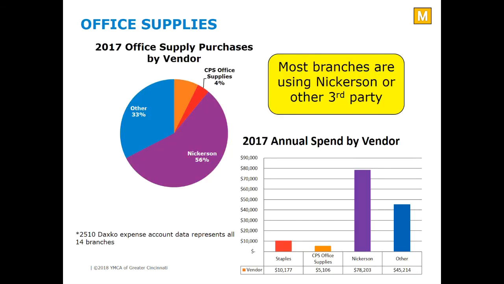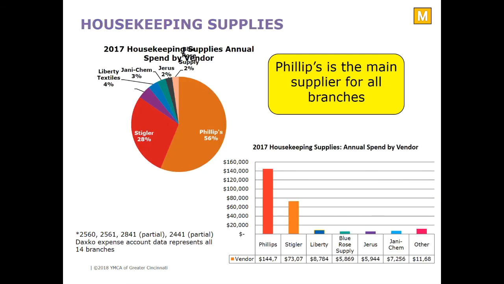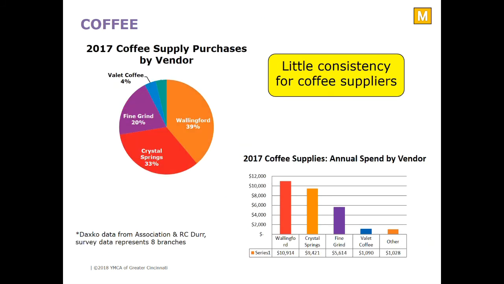In the measure phase, the team collected data on which suppliers were being used for each category. This analysis shows that Nickerson was the most common office supplier. And this one shows that Phillips was the top supplier for housekeeping. There was very little consistency for coffee suppliers.